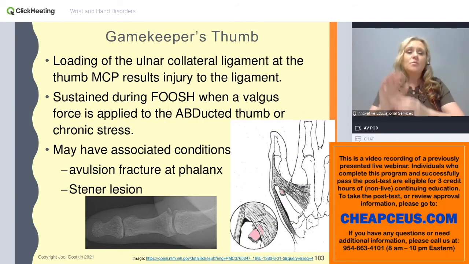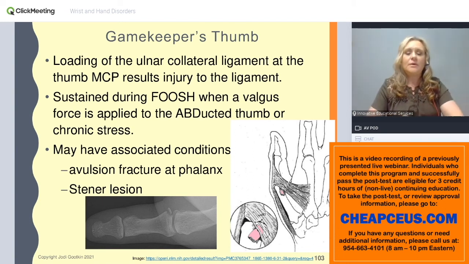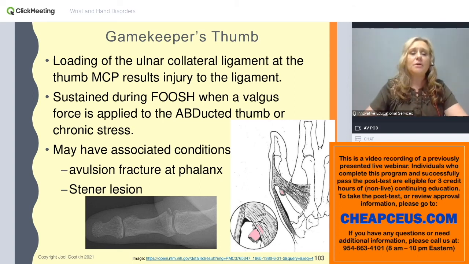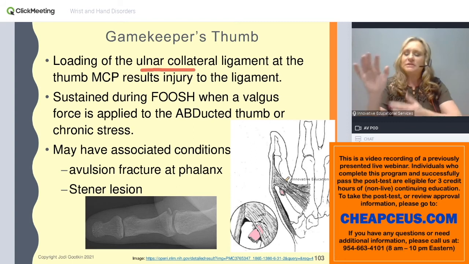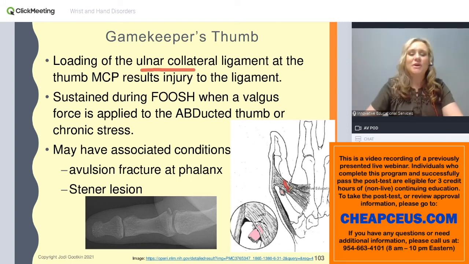Gamekeeper's thumb, we're moving now over to the palmar surface of the hand. We will look on the thumb side. Our ulnar collateral ligament, even though it's called ulnar collateral, it is at the thumb joint where we are looking, our metacarpophalangeal joint. It just happens to be more on the ulnar side than the radial side of that joint.